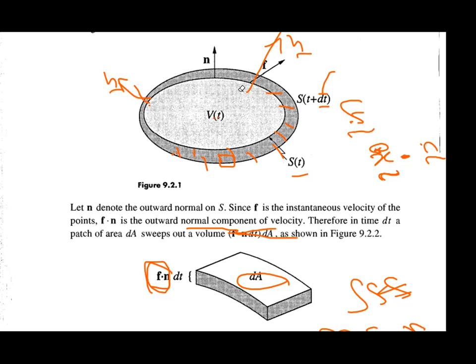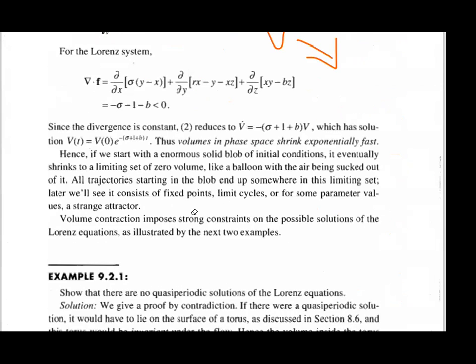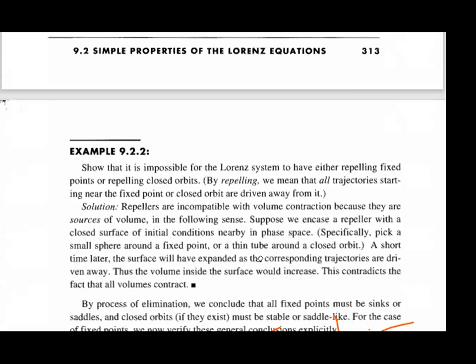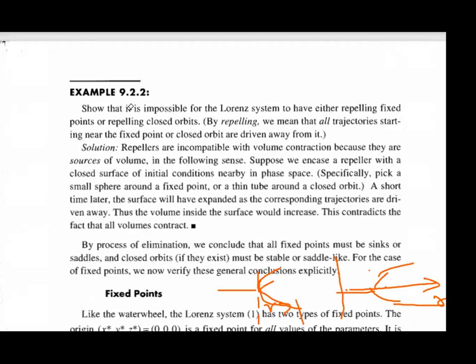Everything is attracted to the origin. That's why attraction is a strong constraint on the solutions of the Lorenz system. So we can show that it is impossible for the Lorenz system to have repelling fixed points.